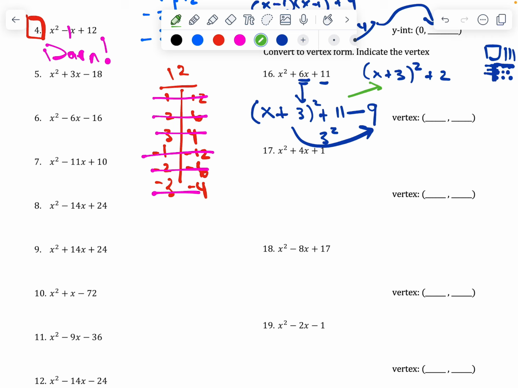And that, when you clean it up, will give you the same expression right there, x plus 3 squared plus 2. Now, where's the vertex? The vertex is -3. You flip that one, -3, and that one doesn't flip.